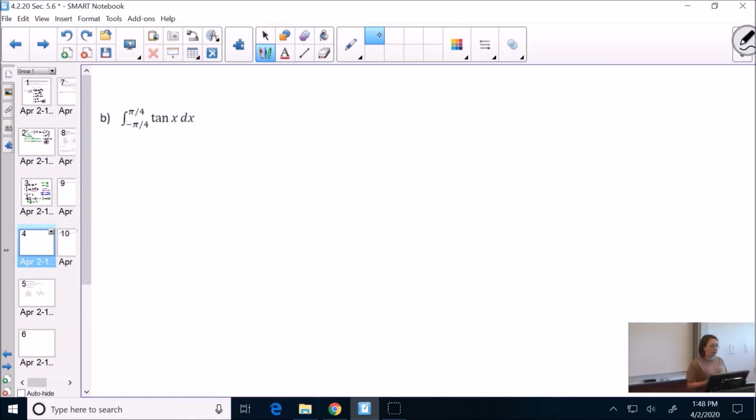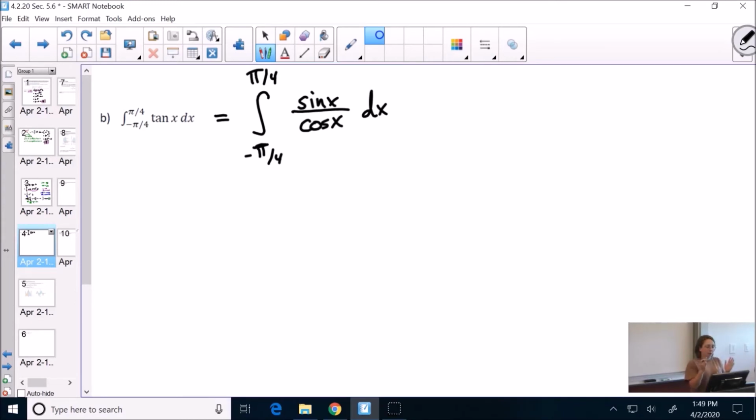So what we have to do is rewrite this as sine and cosine to see if there's something in that format that will allow us to find the antiderivative. So negative pi over 4 to positive pi over 4. Tangent of x is the same as sine of x over cosine of x.